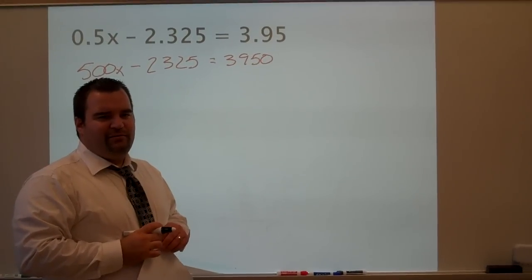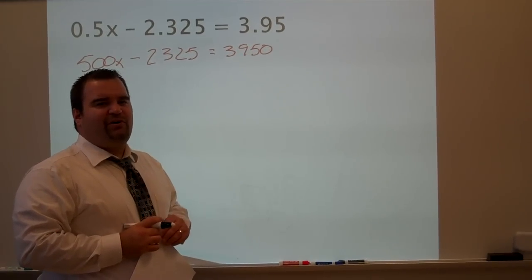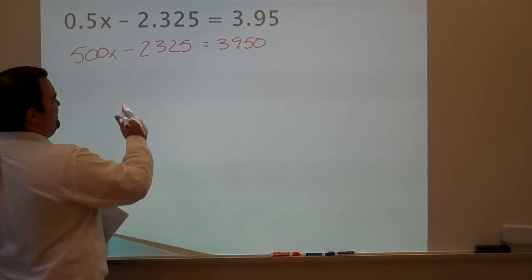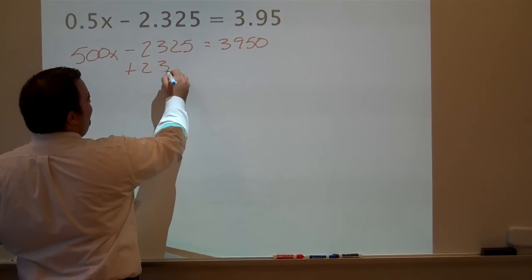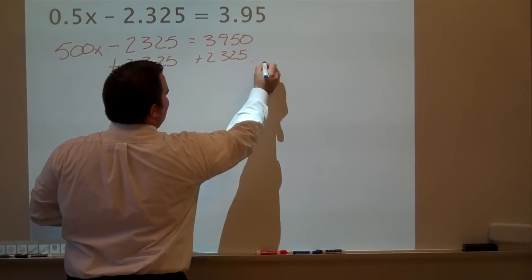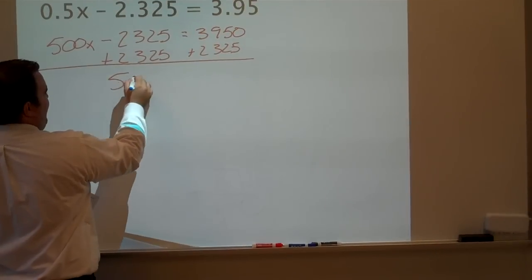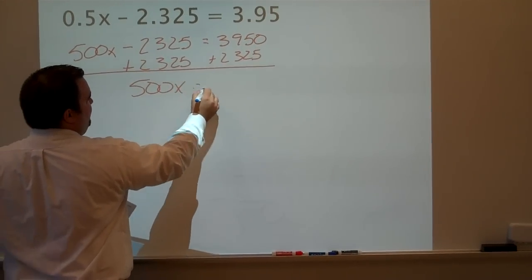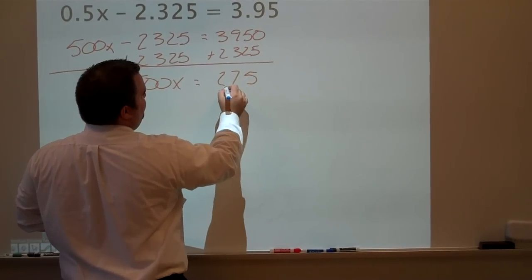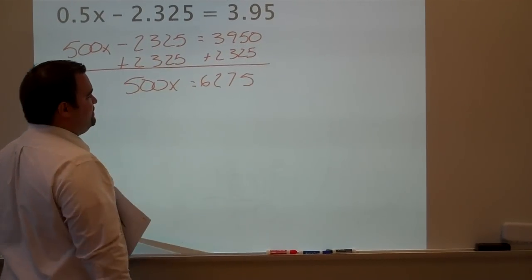Yeah, that's your book. Sorry. 500 times something minus this. Wait a minute. Wait a second. Maybe we didn't do too much work. 2325. Check this out. 500x equals 6275.